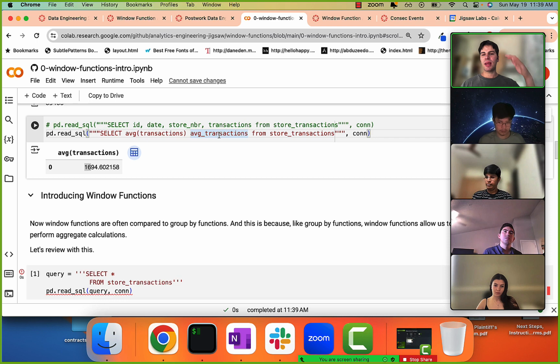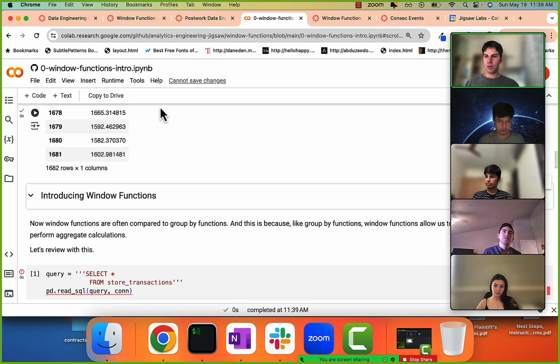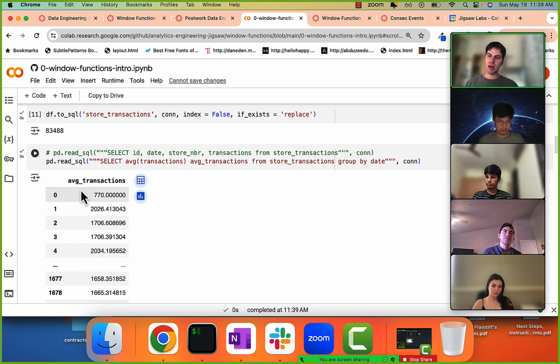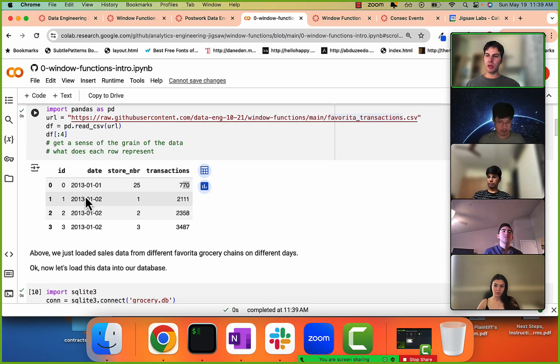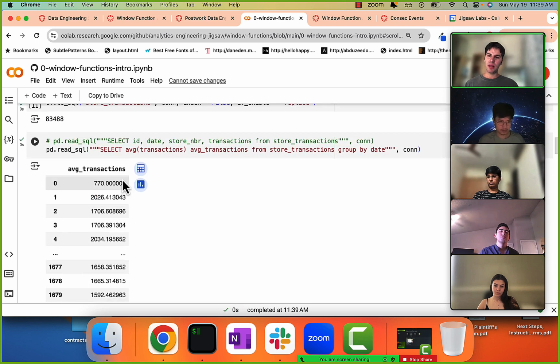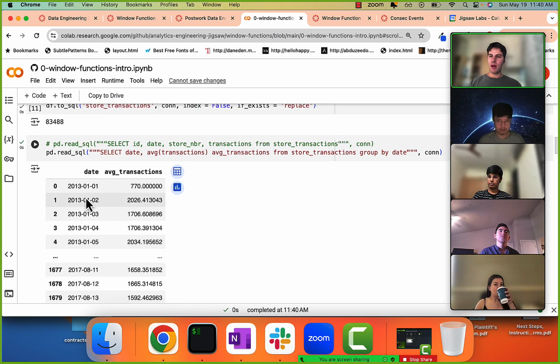And then, of course, if we want average per day, we all know this, we can group by date. So now what's the grain of the data? Each row is a different day across all stores. This is why you have to take that moment to realize what my original data set represents. Because if you don't, it's average transactions for a given store on a given day, whereas this is average transactions by day. So maybe we should see that too, the date across all stores.